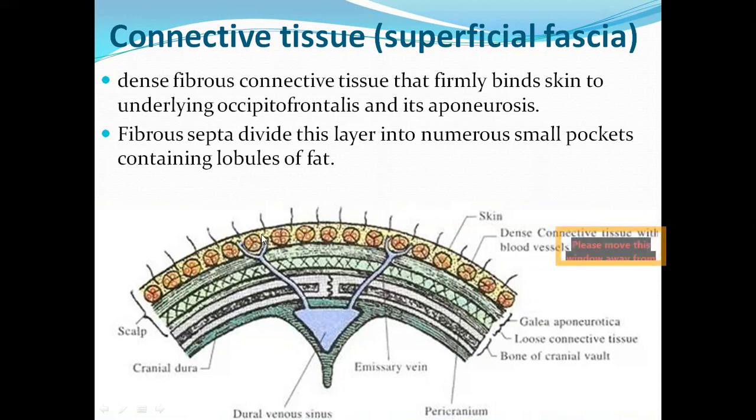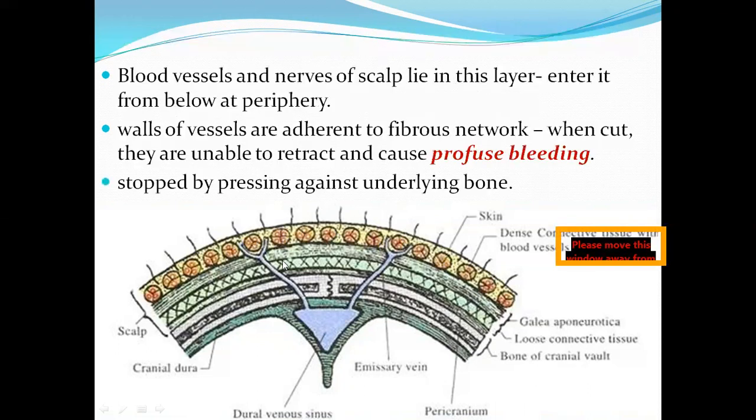The fibrous septa divide this layer into numerous small pockets which contain a lot of fat, lobules of fat we will see here. You can see even these round cut sections are actually showing the blood vessels and nerves. The blood vessels and nerves of the scalp lie in this layer, which enter from below at the periphery. The walls of vessels are adherent to the fibrous network.